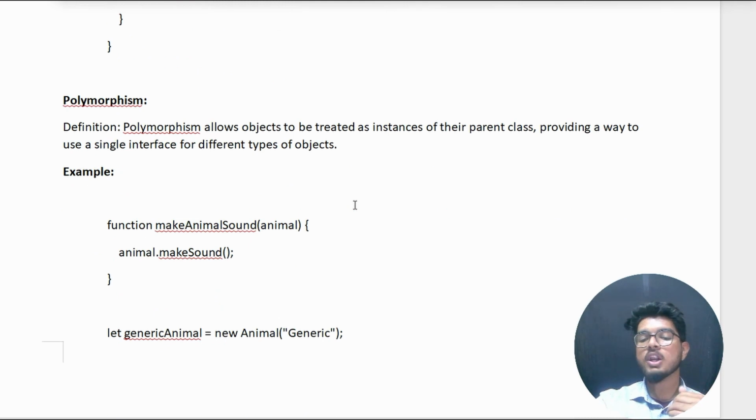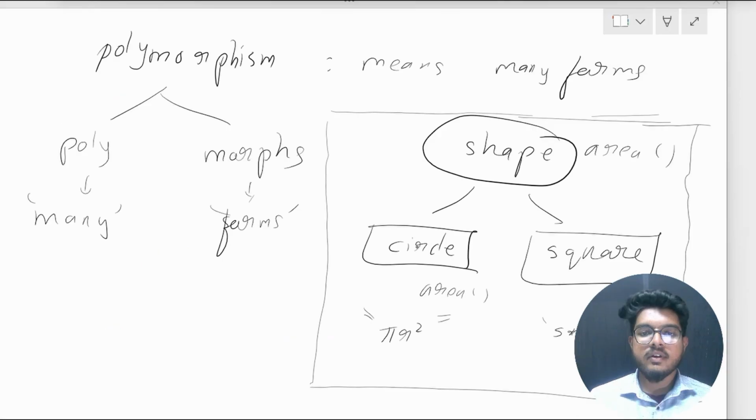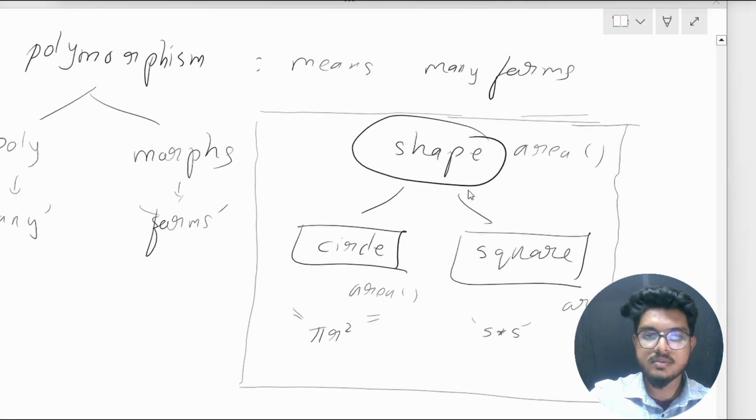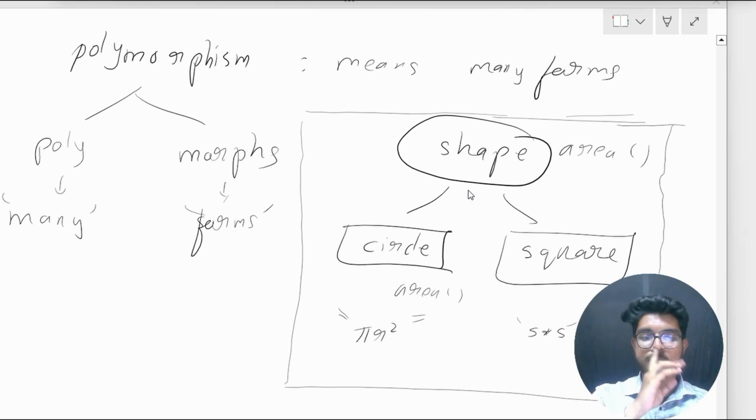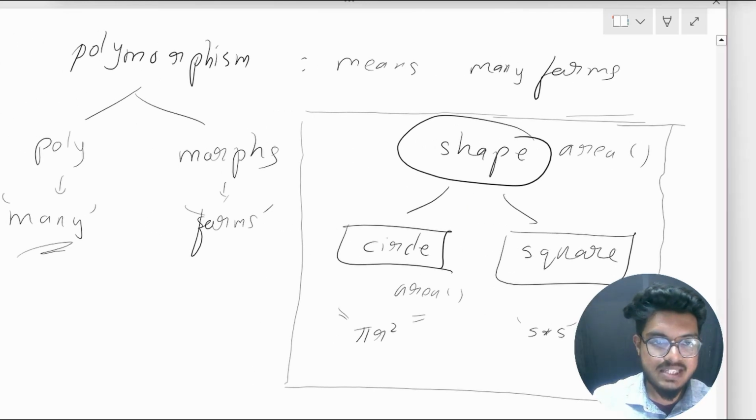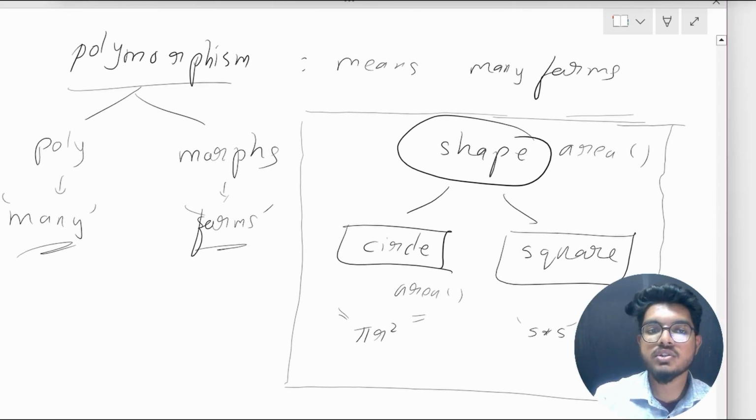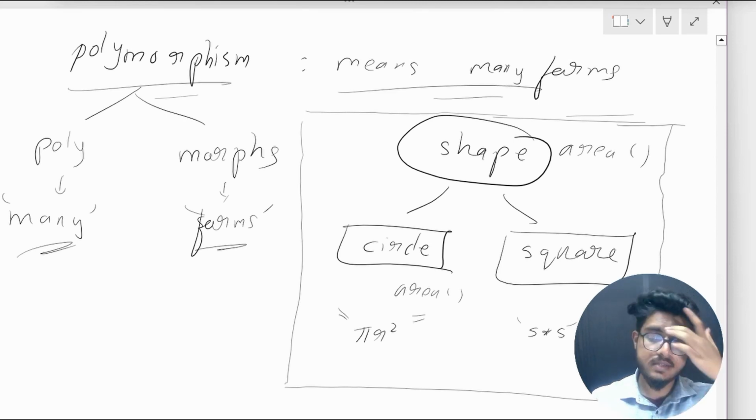Let's understand polymorphism now. I hope you are clear with encapsulation and inheritance. Let's quickly discuss polymorphism and wrap up this session as early as possible. So what is polymorphism? Poly means many. Morphism means forms. So polymorphism means many forms. For example, let's take an example of a class called Shape.